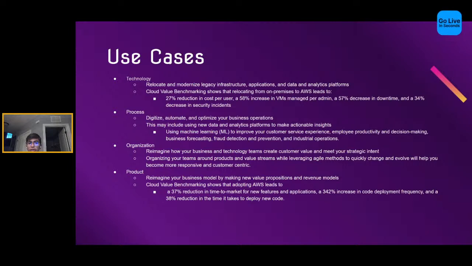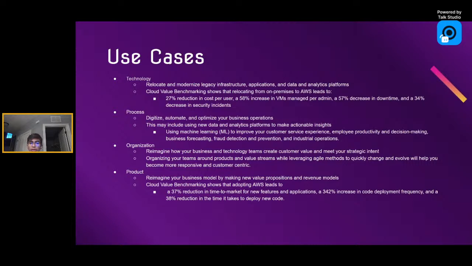Next, process. You can digitize, automate, and optimize all your business operations, and this also could include using new data and analytics platforms for more actionable insights. You can also use machine learning to improve your customer service experience and employee productivity and decision making, business forecasting, fraud detection and prevention, and your industrial operations.